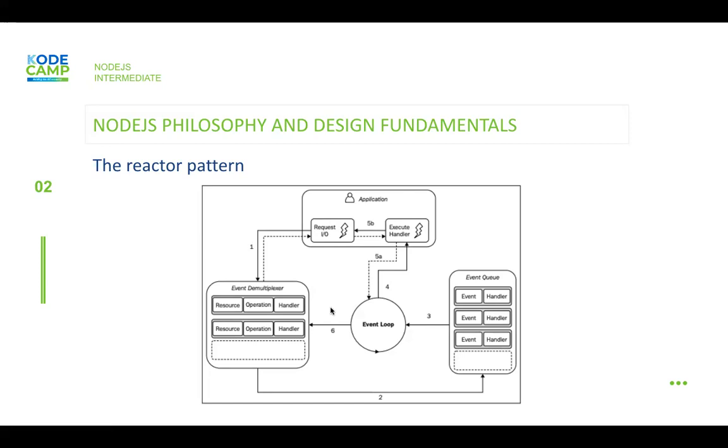When this is complete, the loop will block. It will stop execution at that moment until the event demultiplexer pushes other events into the event queue. Then this loop will execute again, processing all these events, then executing their handlers. Once it's done, it will pass the execution back to the application.